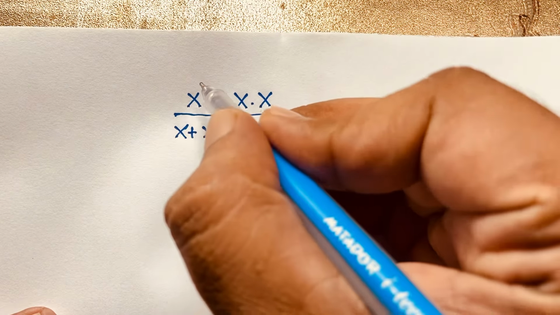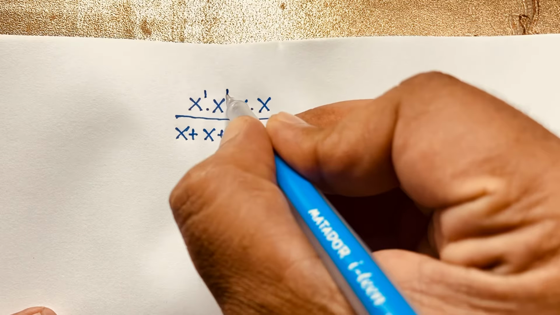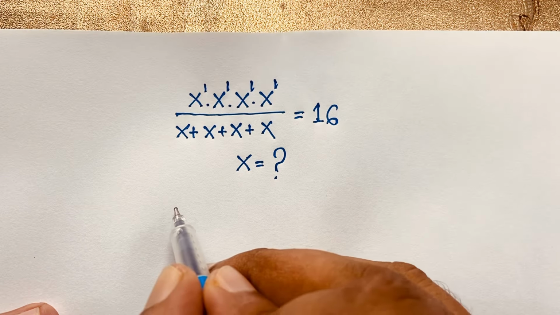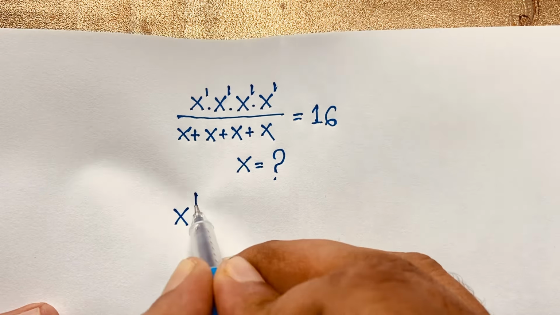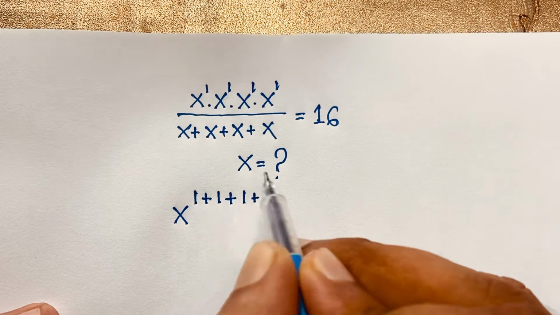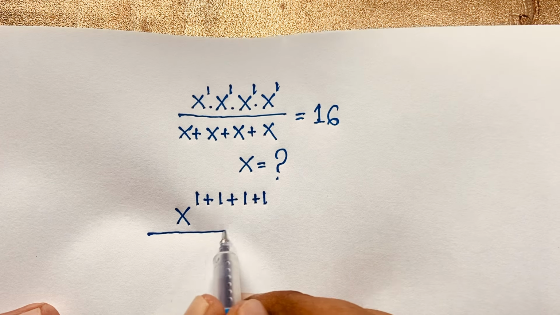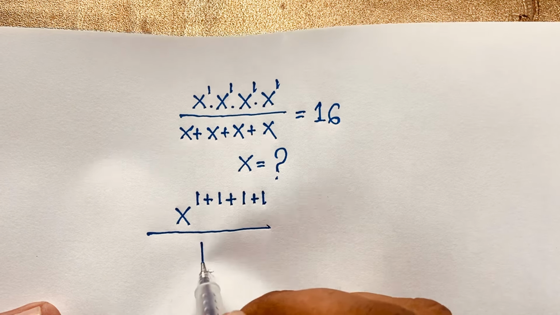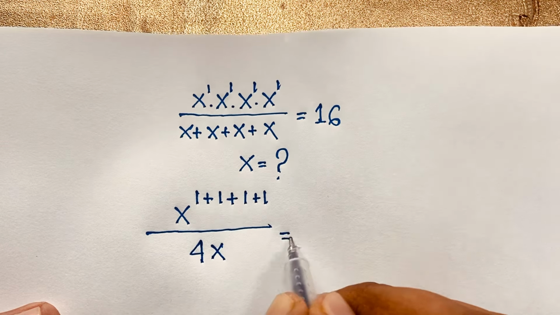So first of all, you can see this exponent is 1, this exponent is 1, this is 1, this is 1. So it will be x to the power 1 plus 1 plus 1 plus 1, because that base is same, over this is x plus x plus x plus x. It will be 4x is equal to 16.